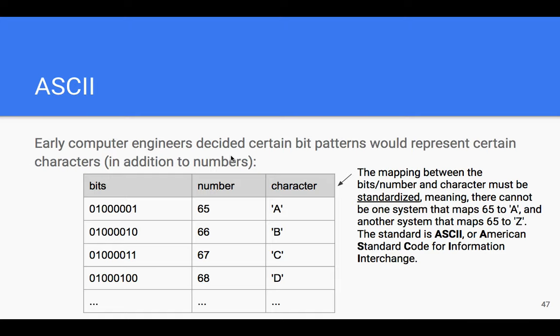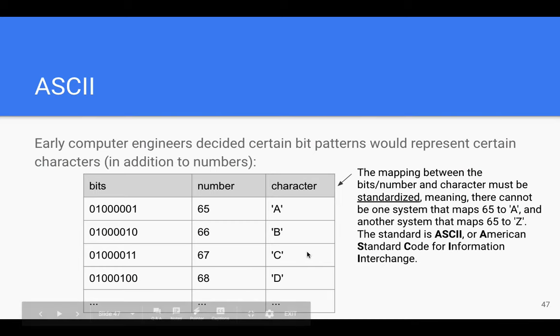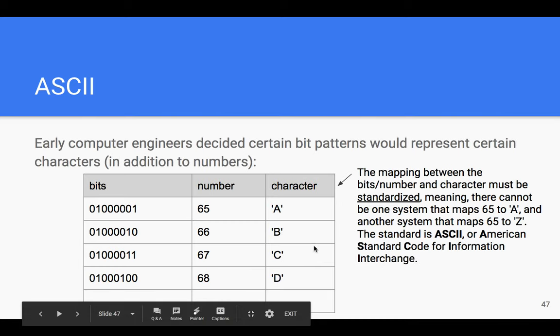But the computer engineers from the early days also decided that that number also maps to a character, capital A. And then the number 66 maps to the character capital B, 67 maps to capital C, and so on and so forth. Okay, so this is the system they came up with.